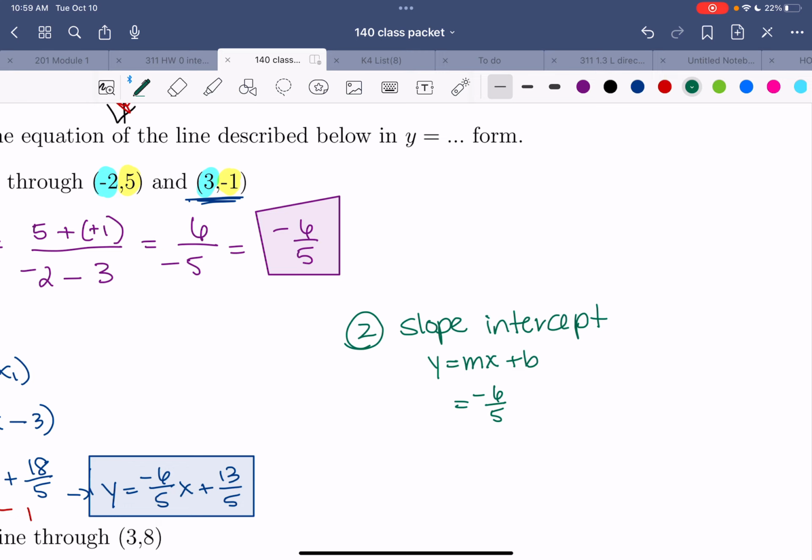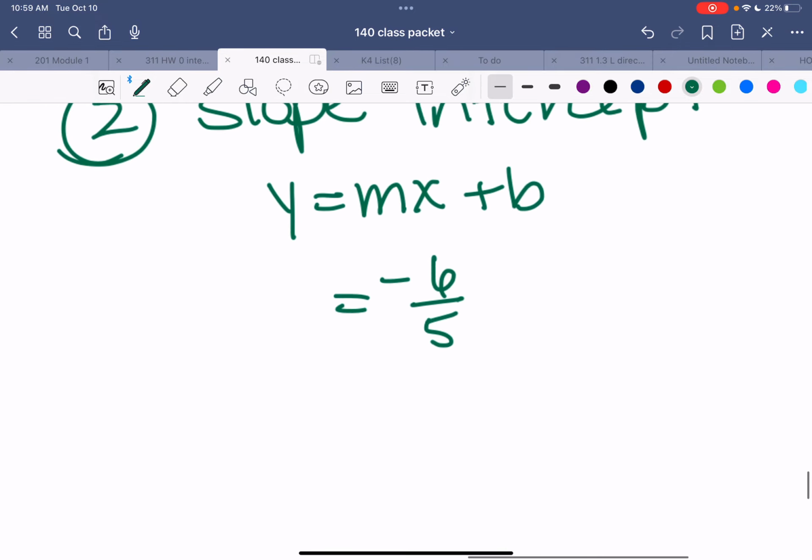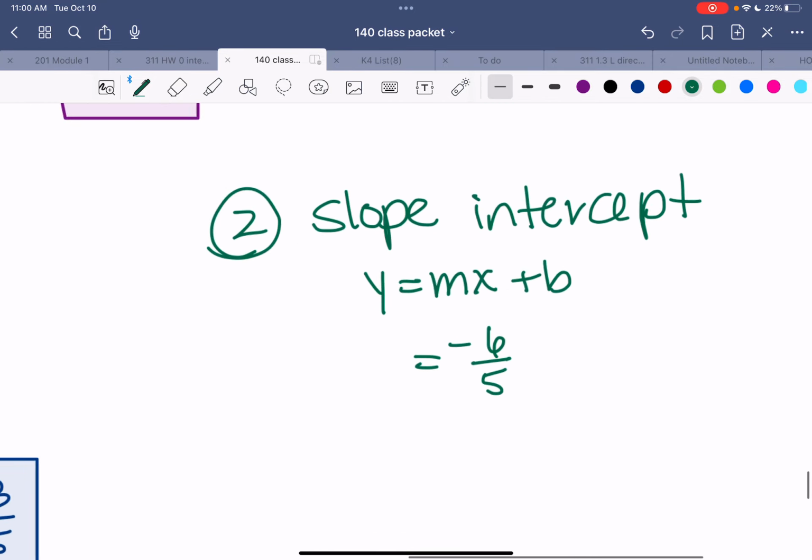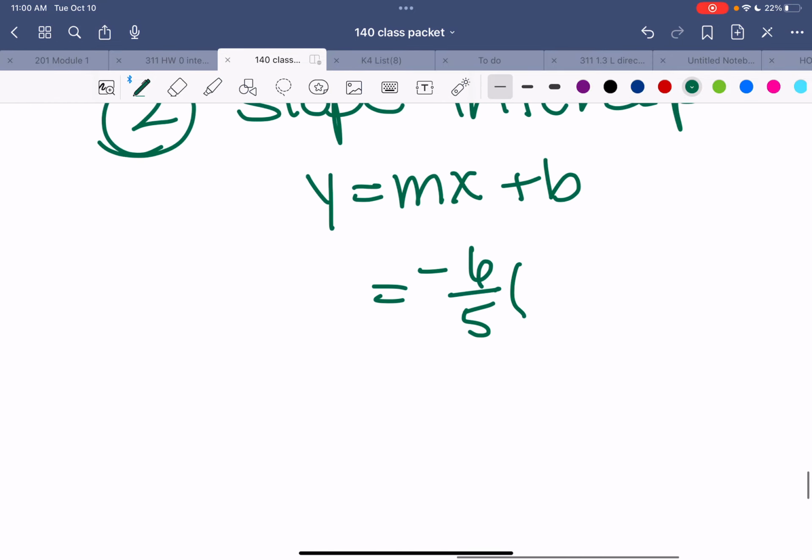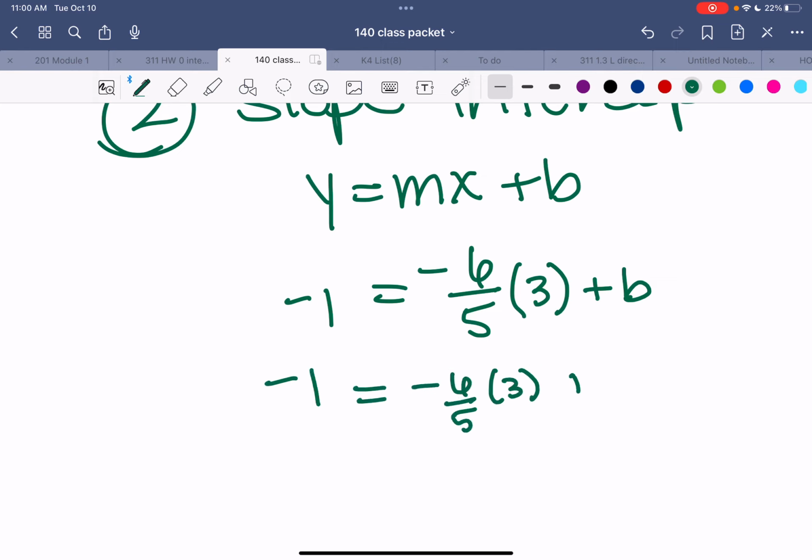So that means I'm going to choose one of these 2 points and I'm going to plug it in for the x and y in order to find b. So I'm going to, again, use the 3, -1. So that means I'm going to use the 3 for the x and the -1 for the y, and I'm going to solve for that b. So this gives me -1 equals -6 over 5 times 3 plus b. Now, I should probably simplify it. So that means I'm taking -6 times 3 is -18 over 5 plus b.